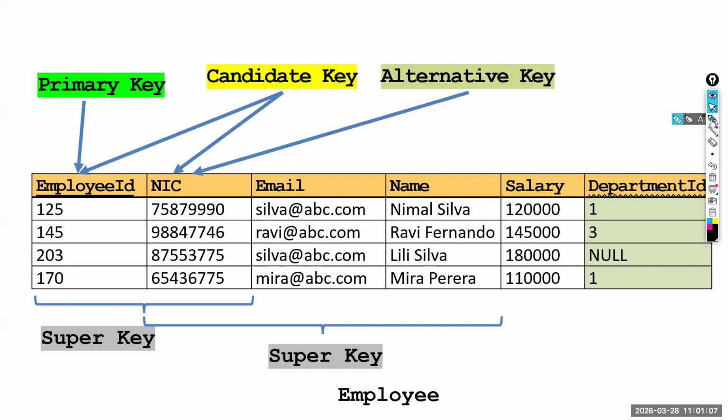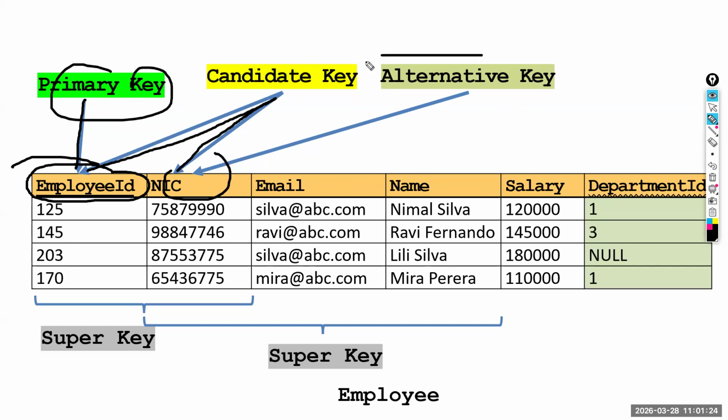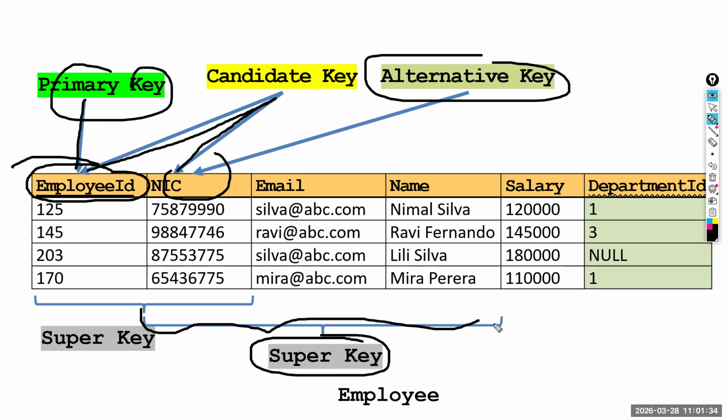So this is another example. If you select employee ID as your primary key, obviously then it is your primary key. Then we have two candidate keys, employee ID and NIC. So when employee ID is selected as primary key, then NIC is your alternate key. Maybe employee ID and NIC is a super key. Maybe NIC and email and name is a super key.